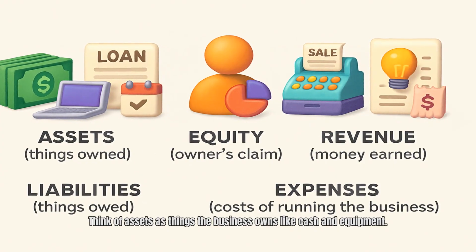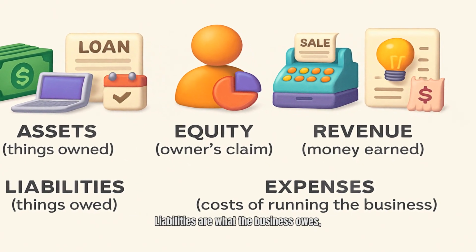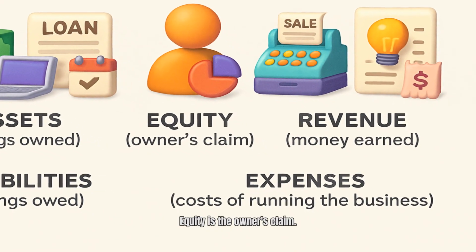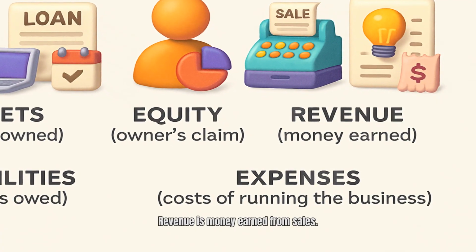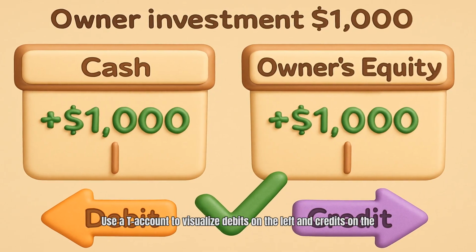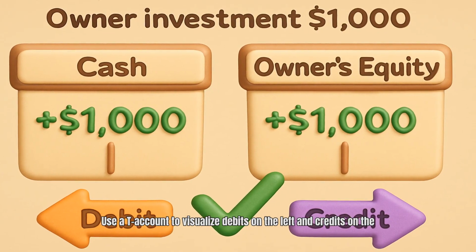Think of assets as things the business owns, like cash and equipment. Liabilities are what the business owes, such as loans. Equity is the owner's claim. Revenue is money earned from sales. Expenses are the costs of running the business. Use a T account to visualize debits on the left and credits on the right.